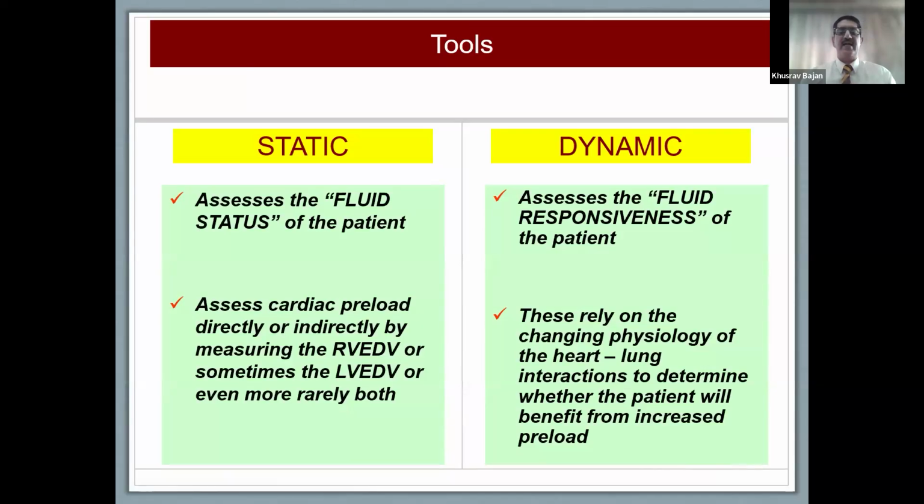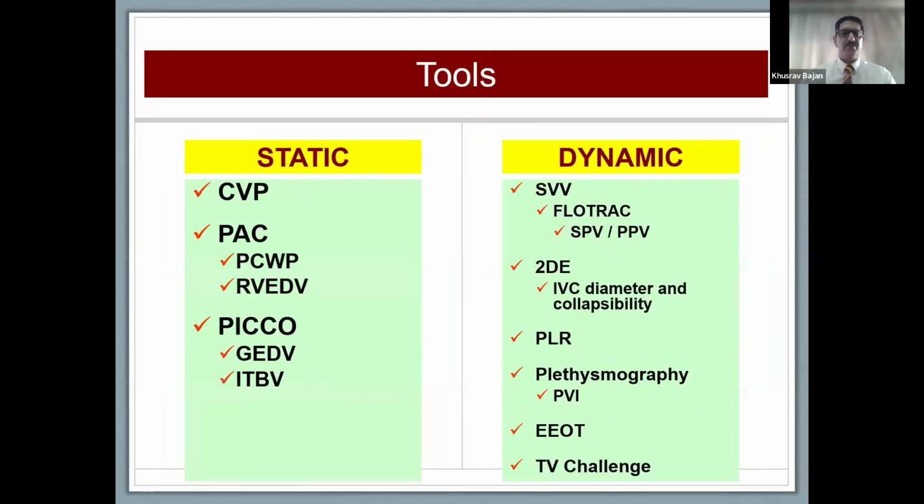But as against that, as I said, we look at the end expiratory, we give them fluids, and we look at the fluid responsiveness at the end expiration. Then we are converting it into a dynamic parameter. So dynamic is fluid responsive and static is fluid status. The second part about dynamic is there is always a heart-lung interaction which helps to determine whether the patient will be fluid responsive and what is the interaction in the intrathoracic pressures.